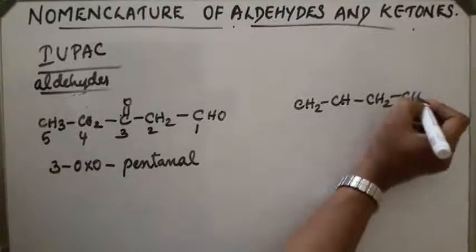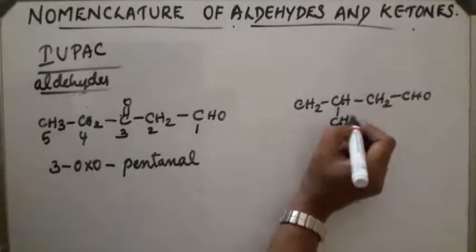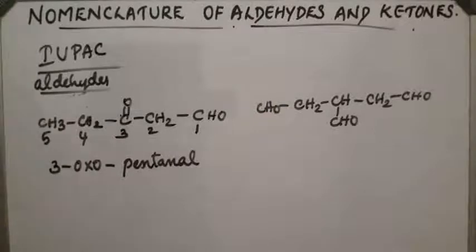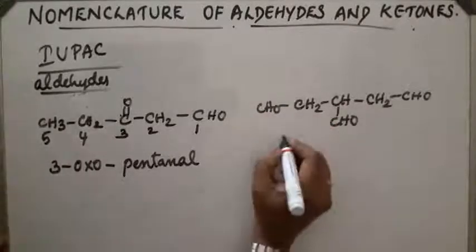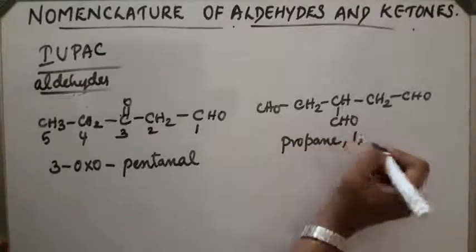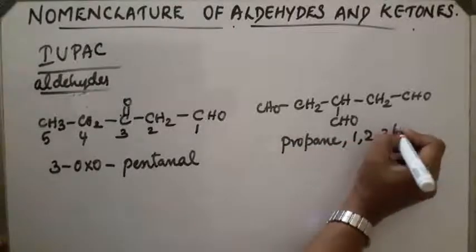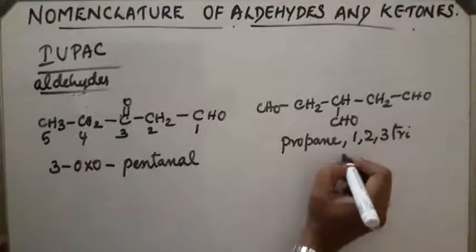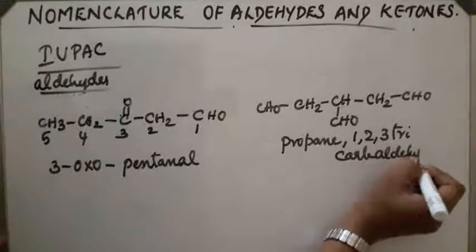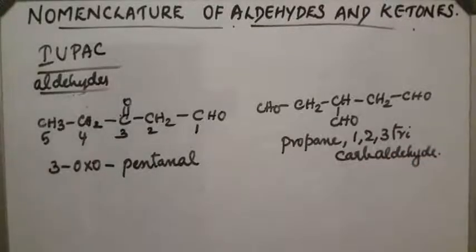Next compound, CHO groups are attached to each carbon atom. How can we write this compound? This is propane, all three positions, 1, 2, 3, tricarbaldehyde. This will be the name of this compound. So this much about the IUPAC naming of aldehydes.